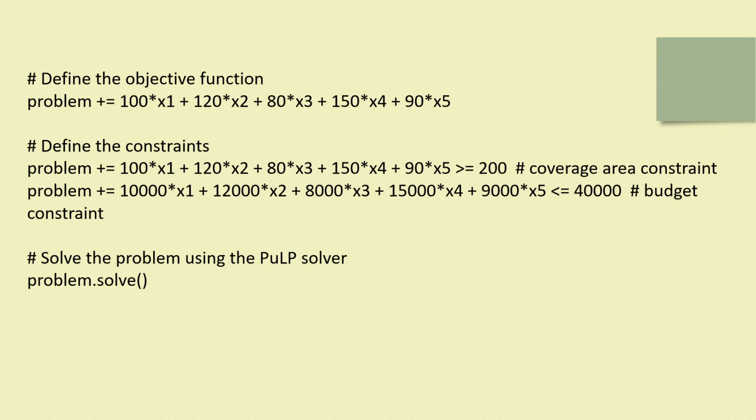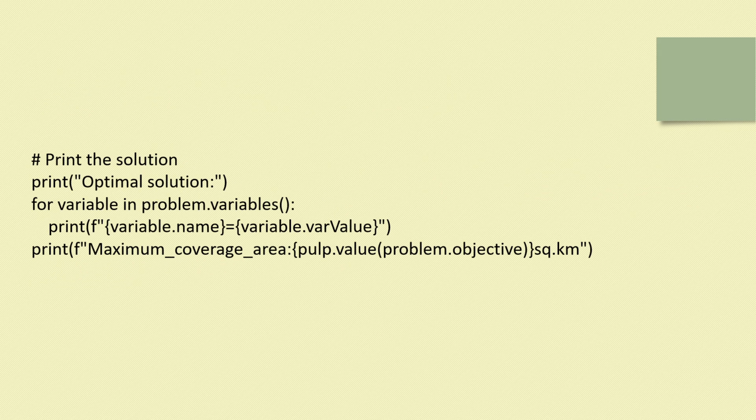And now we define the objective function and the constraints. So we update the problem with these equations. So problem plus equal to the objective function and problem plus equal to the constraints, and then we solve the problem with the pulp solver, which is problem.solve. So now we solve the problem. Now we have to print the solution.